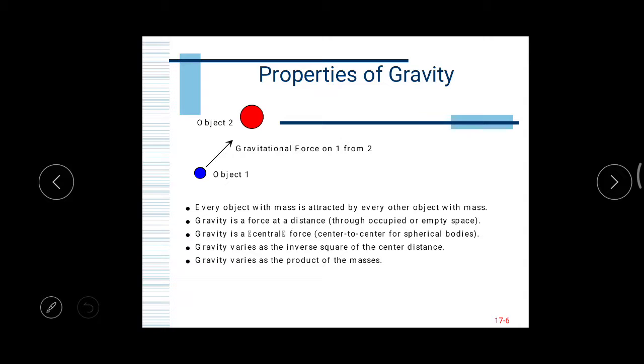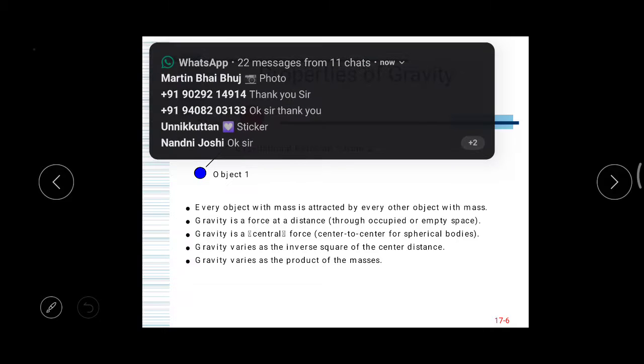And gravity is a central force. Suppose you consider the planetary system: there is a force between the planets and the sun, and that force acts towards the sun, towards the center. So the gravitational force direction is center-oriented. That's why it is also known as the central force. And if you consider two bodies, you have to measure the distance from center to center. That's also one of the reasons the gravitational force is known as the central force.